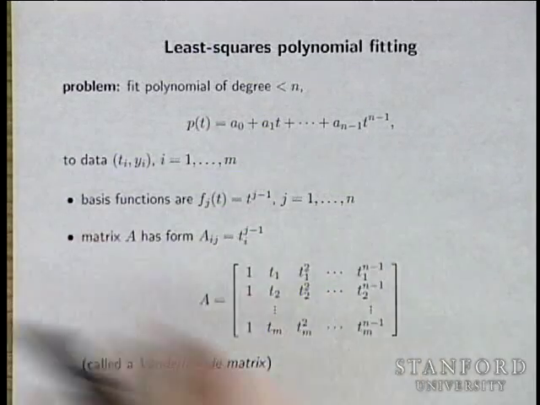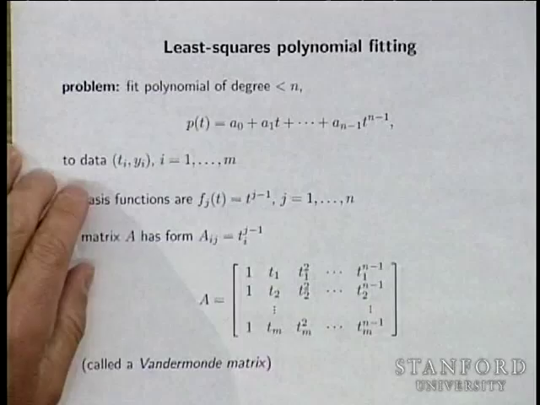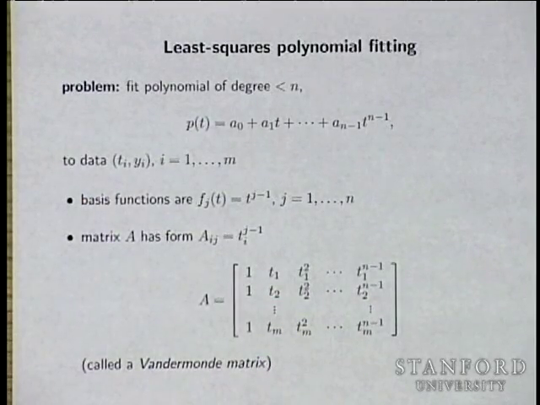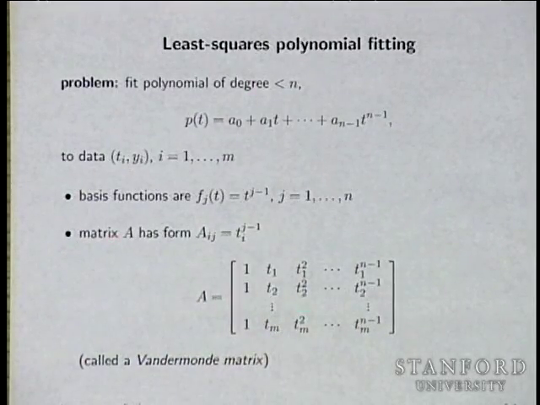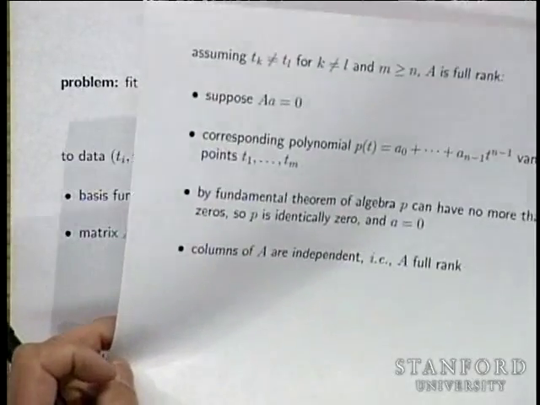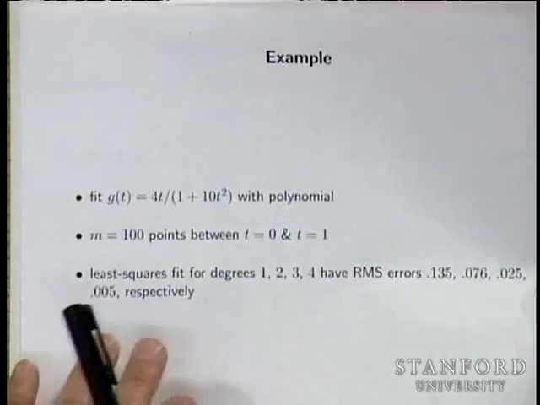Unless the data happens to be between, for example, remarkably, the t's happen to be between -1 and 1. Even then, it's a poor choice. And this matrix A has this form, which is a Vandermonde matrix. Okay? So the rows are increasing powers. And I won't go through this, but we'll just look at a quick example.